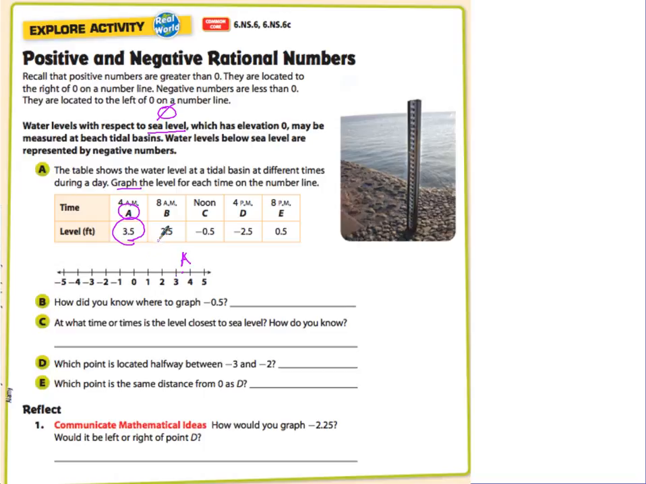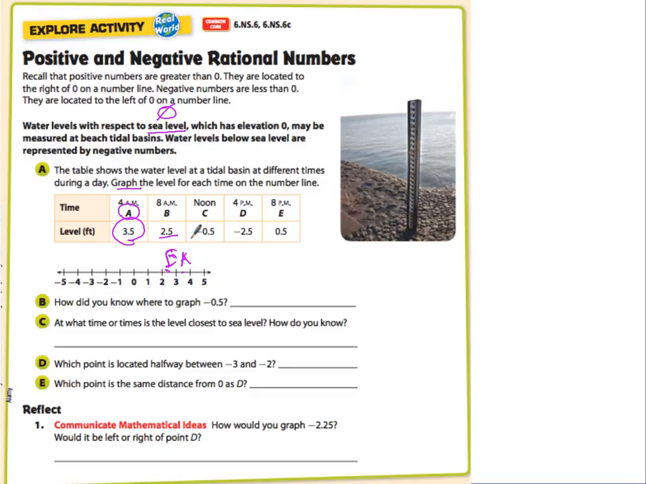Then at 8 a.m., we have 2.5. So again, I start at 0, and I can get to 2. Now it's not at 2, it's at 2.5. Well, half means halfway between, so 2.5 would be halfway between 2 and 3. Okay, and that would be B. And I apologize, my pen isn't working great here.